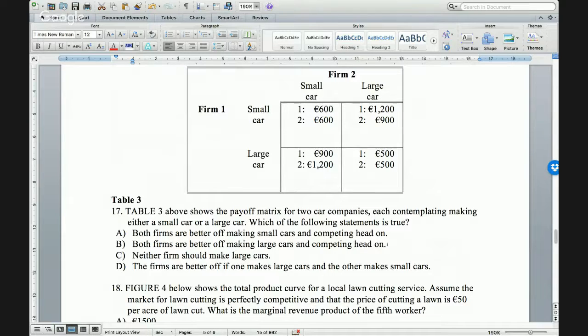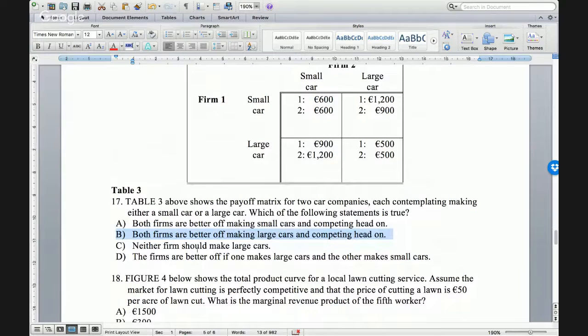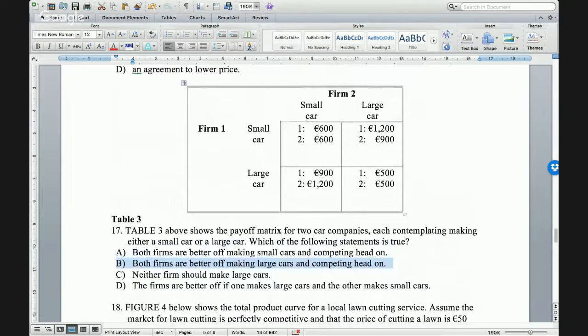Essentially what happens is the solution will be they're both better off making, it's a tricky one, I would say they're both better off making large cars. And the reason why that's the case is that one might end up producing a small car and the other could still produce a large car, earning the higher profit.